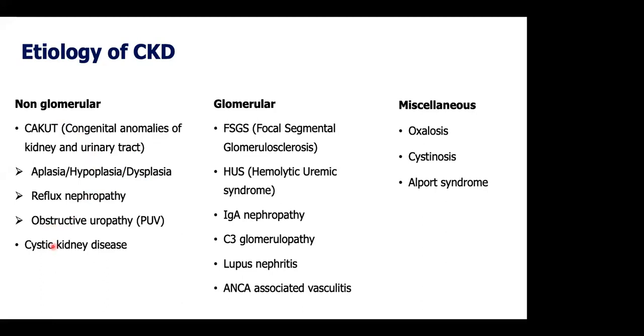Another non-glomerular cause of CKD is cystic kidney disease, which could include autosomal dominant polycystic kidney disease, autosomal recessive, which is more common, and certain other diseases like nephronophthisis as well. Coming to the glomerular diseases, focal segmental glomerulosclerosis amounts to the maximum number of cases, followed by HUS, IgA nephropathy, which is the most common cause of glomerulonephritis throughout the world, C3 glomerulopathy, lupus nephritis, and ANCA-associated vasculitis as well. Certain other diseases where you should be careful, which have a CKD progression tendency, are primary hyperoxaluria, which is oxalosis, cystinosis, which has a Fanconi syndrome phenotype, and Alport syndrome, which is mostly familial.